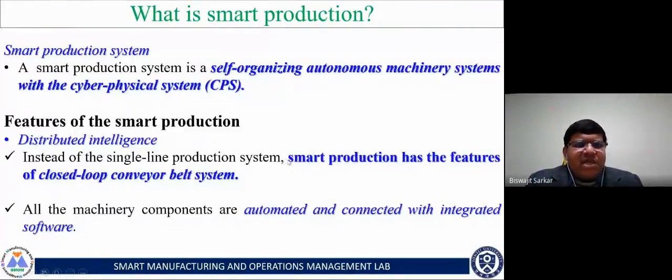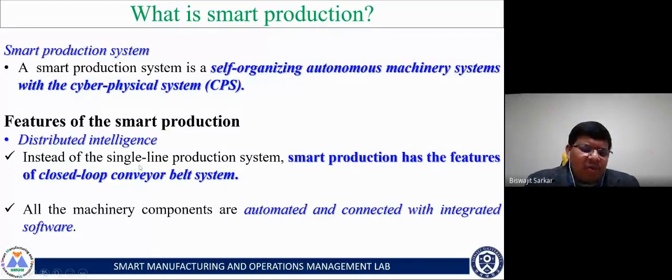Now, in a sentence, if you ask what is meant by a smart production system, it is like this: a self-organizing, autonomous machine system with a cyber-physical system. Whenever a cyber-physical system is there, this part is covered by the cloud server, and data is stored in the cloud, not on the local machine. So what are the features of smart production? One is distributed intelligence.